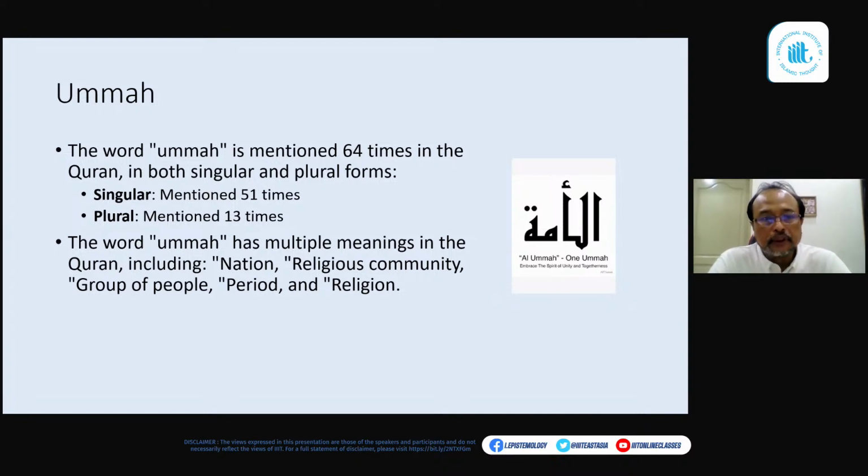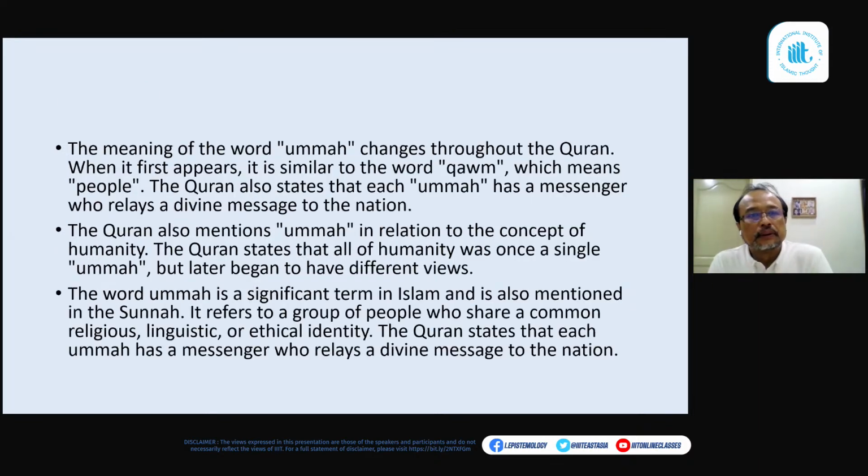Now, it has multiple meanings in the Quran, including Ummah as nation, Ummah as a religious community, as a group of people, Ummah as a period of time, and Ummah even as religion. So it has different meanings depending on the context. The meaning of the word Ummah changes throughout the Quran. When it first appears, the word means Qawm, or people. The Quran also states that each Ummah has a messenger, Prophet Musa alayhi salam, Prophet Isa alayhi salam, who relays a divine message to the nation.